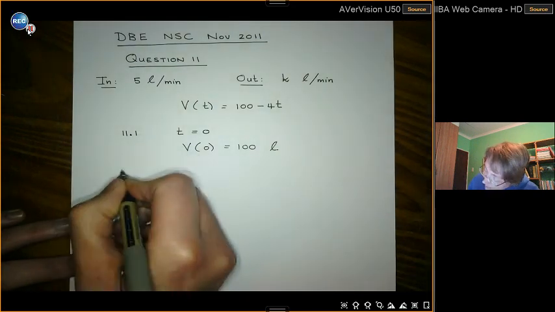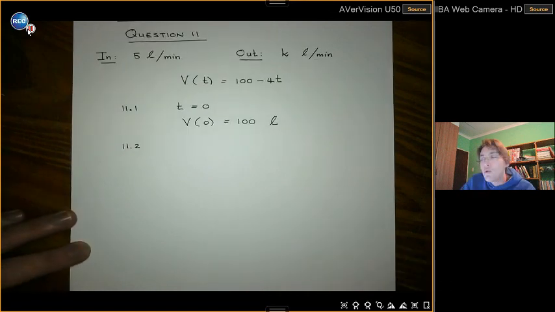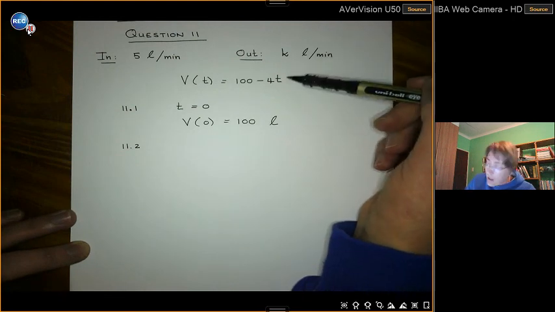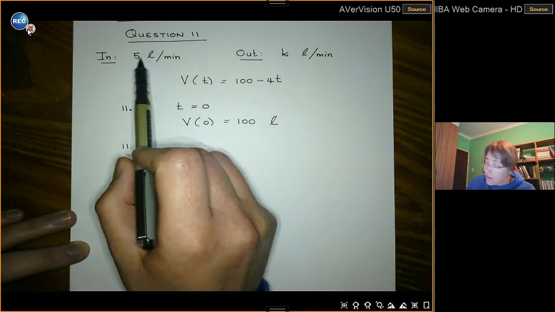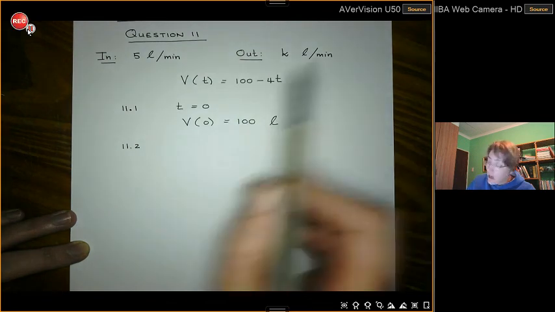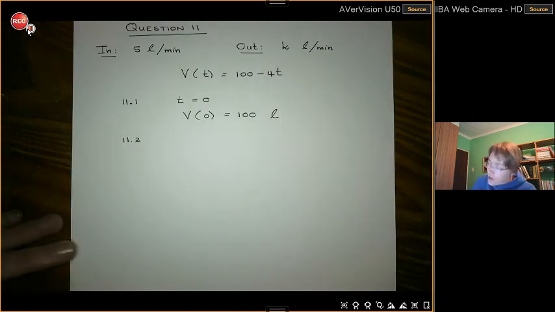1 mark. Now 11.2, they ask, write down 2 different expressions for the rate of change of the volume of water in the tank. The reason they want you to write down 2 different expressions is that they've given you 2 pieces of information. The first piece says water flows into the tank at 5 liters per minute and flows out of the tank at k liters per minute. And then we've got this one which indicates volume. You could actually start with this one.